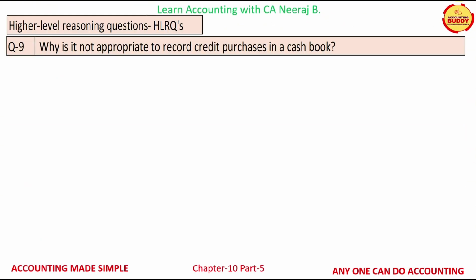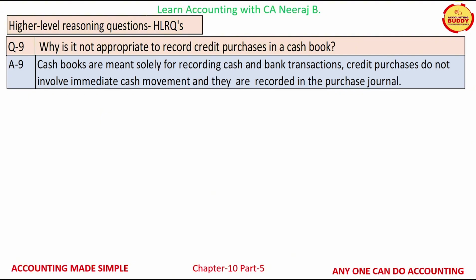Question number 9 is why is it not appropriate to record credit purchases in a cash book? And the answer is cash books are meant solely for recording cash and bank transactions. Credit purchases do not involve immediate cash movement and they are recorded in the purchase journal.